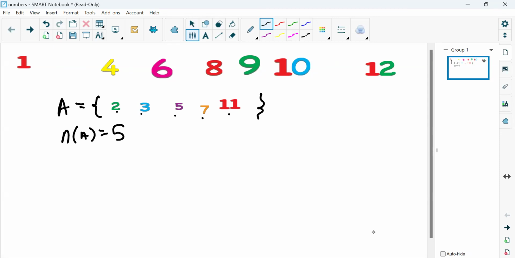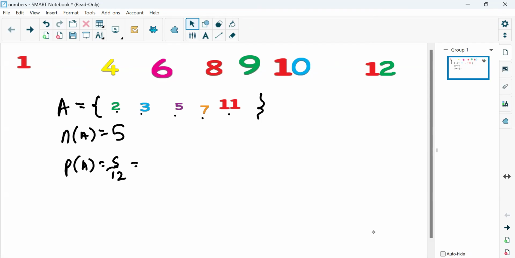All in all, how many numbers do we have to choose from here? We have 12. So what is the probability of A? It's 5 all over 12. You can't do anything about this, or if you wanted to, you could write it as a decimal. That's the only thing you can do. So we give you 1 mark, 1 mark, 1 mark. Okay, we're done with A.